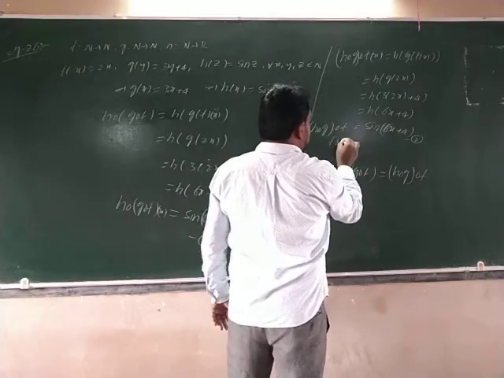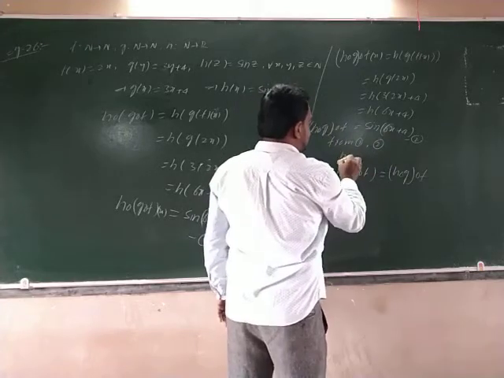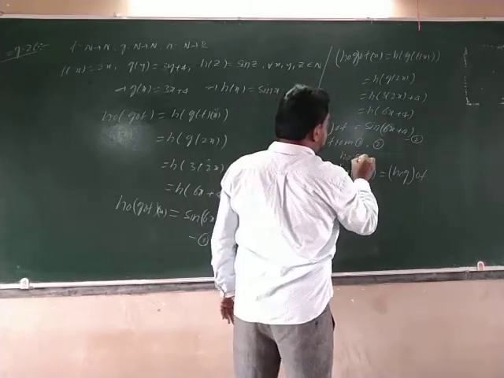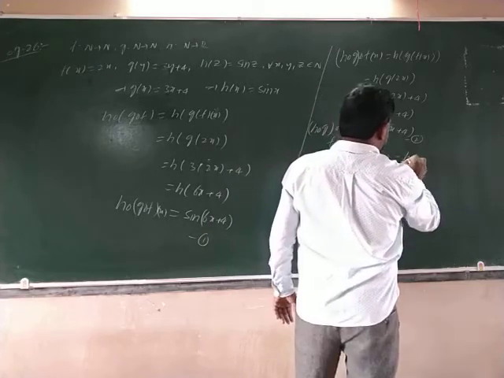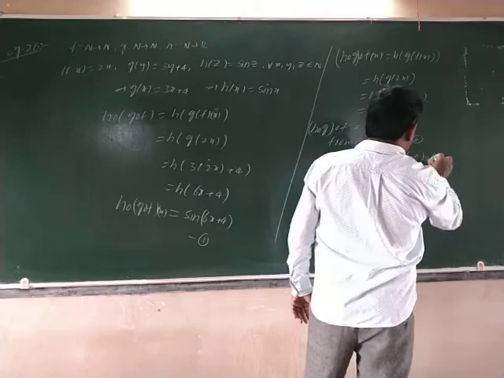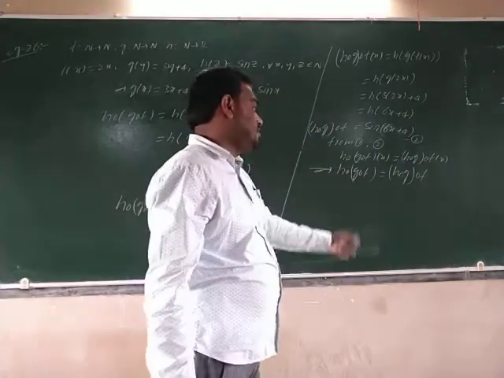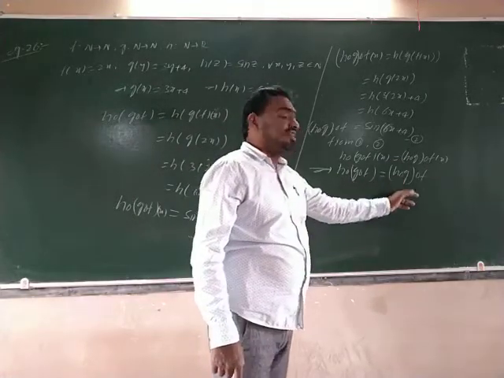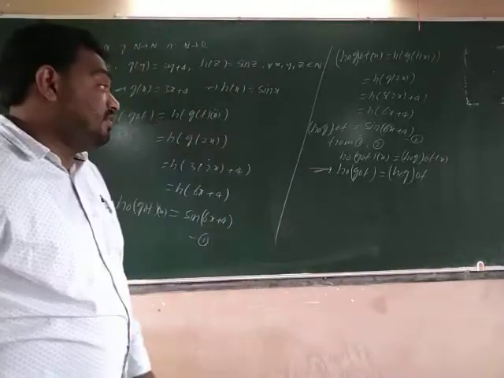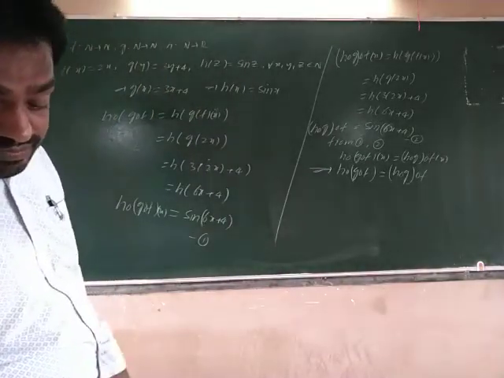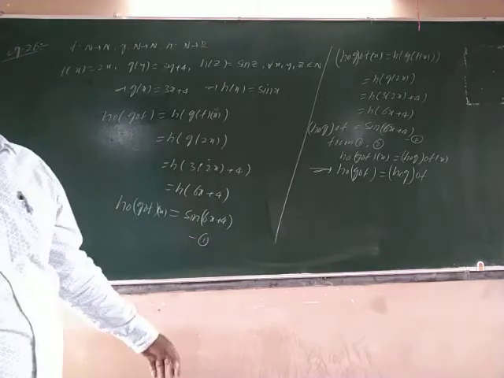From 1 and 2, h circle of g circle f of x is equal to h circle g circle f of x. From these, both sides are equal. Simple. Just you find left side, right side, both are the same function. This is the question number 26.